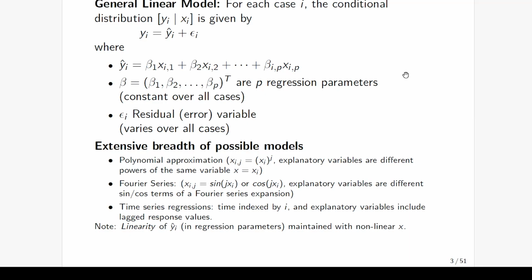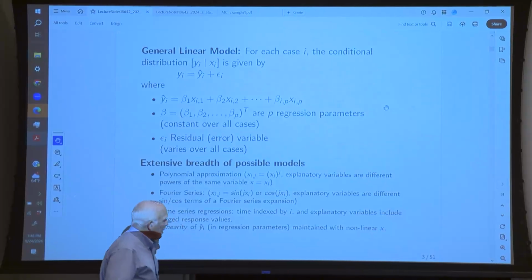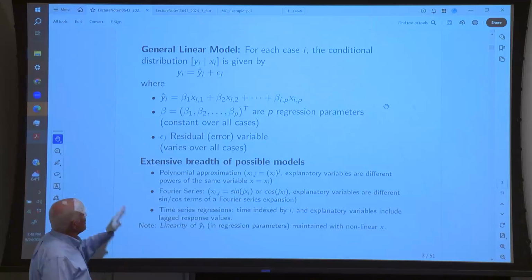We could also have time series regressions where the independent variables x may correspond to prior time values of the y series. And in all of these cases, what's really important is linearity of the fitted value y hat. What's linear is not that it's the sum of x's so much as it is the regression parameters beta are a linear function of those. So the linearity of y hat in the regression parameters is a key property of this model.